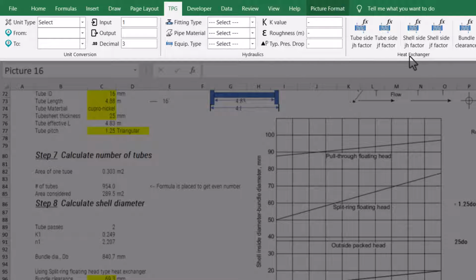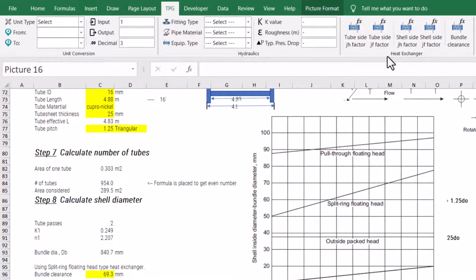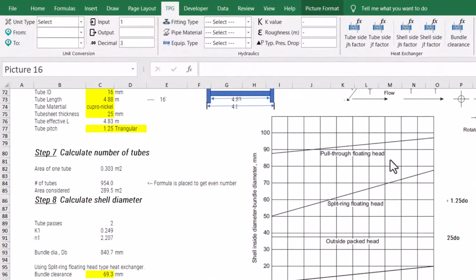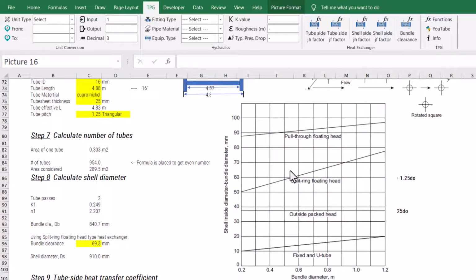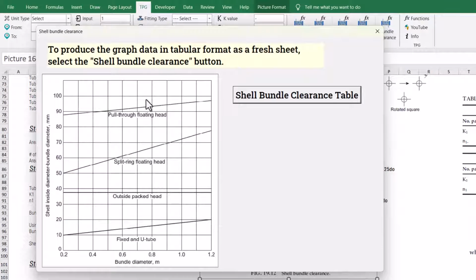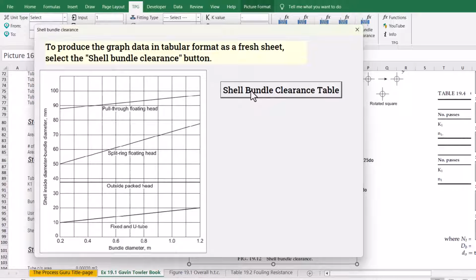For this heat exchanger design, all the important graphs that are useful are digitized: the JH factor and JF factor on the tube side, the JH and JF factor for the shell side, and the bundle clearance graph. Right now we are talking about this bundle clearance graph, so let me click this. When you click, this window pops up and the same graph is shown here. To produce the graph data in tabular format as a fresh sheet, select the shell bundle clearance button. So we need to click this.